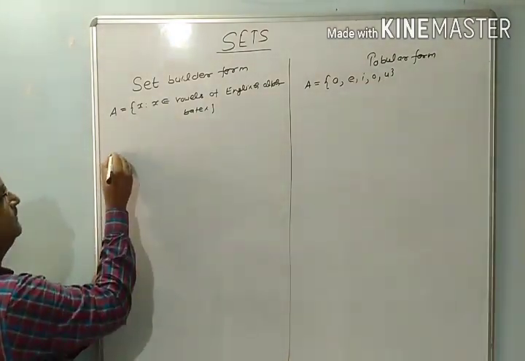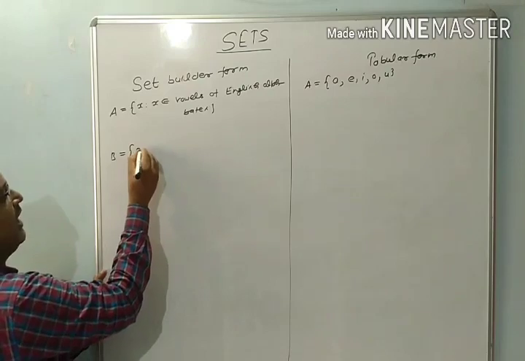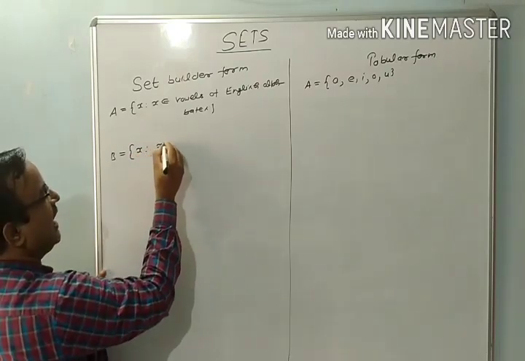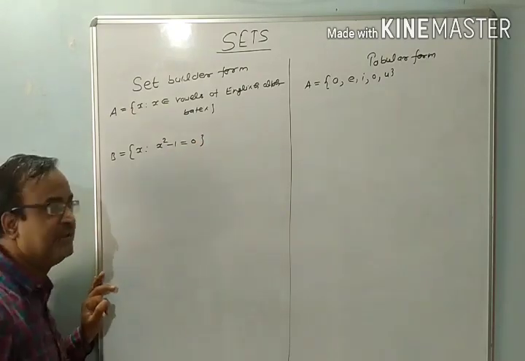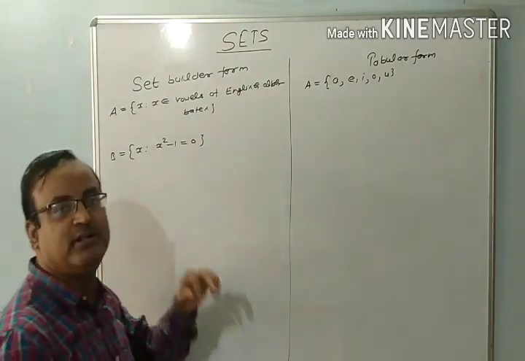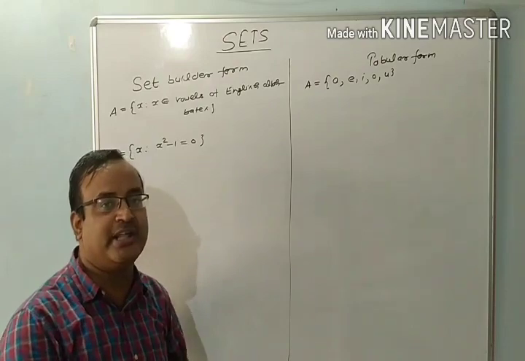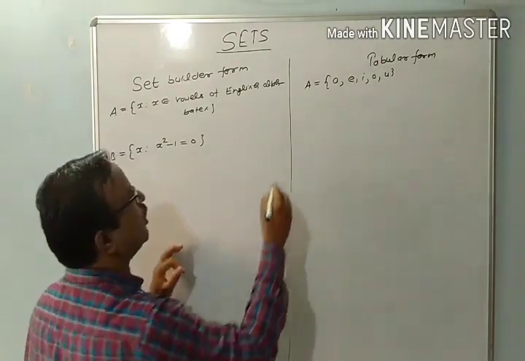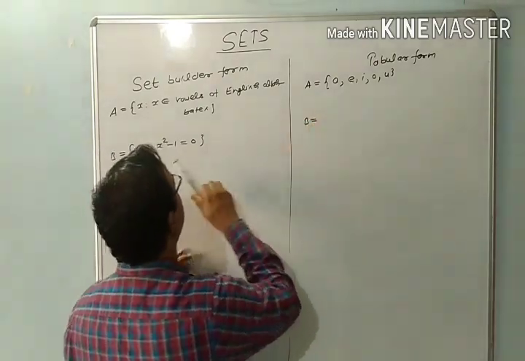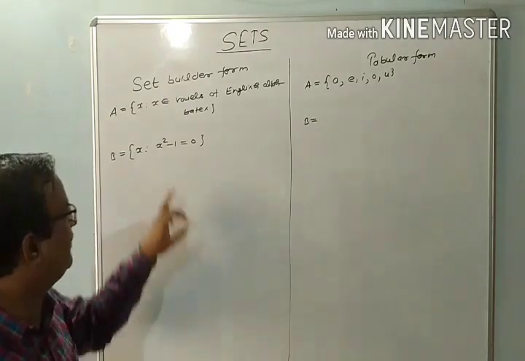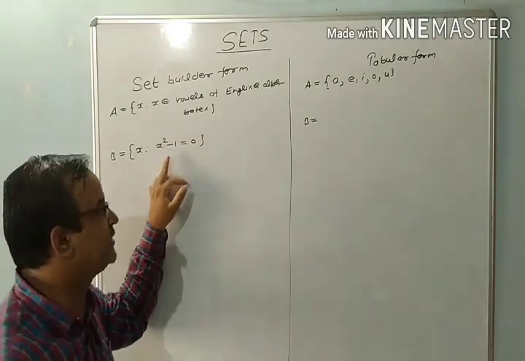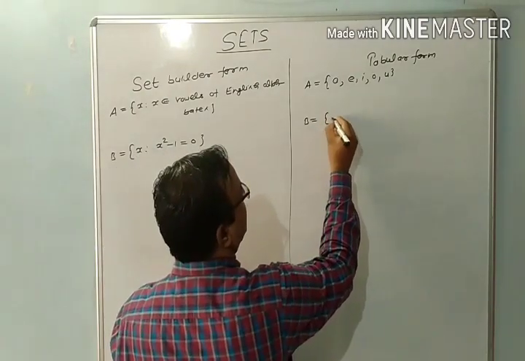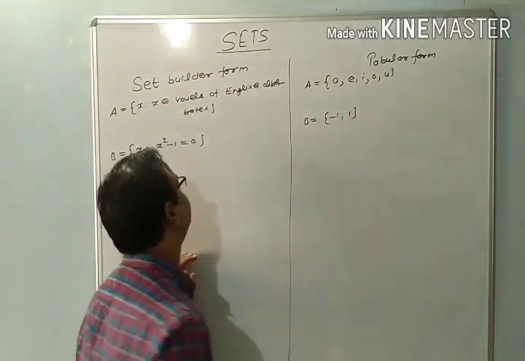Now the second example, B: {x : x² − 1 = 0}. That means x is a solution of this quadratic equation, and when we solve x² − 1 = 0, we get two values of x. First is 1 and second one is −1. So we write here {−1, 1}.